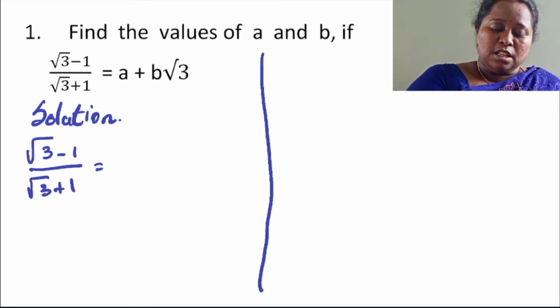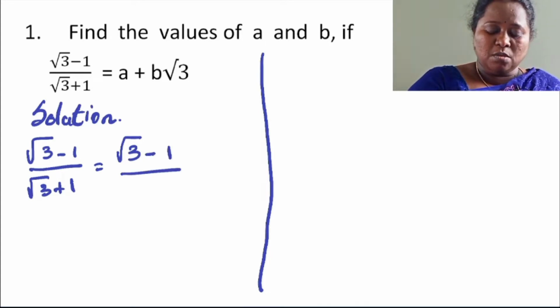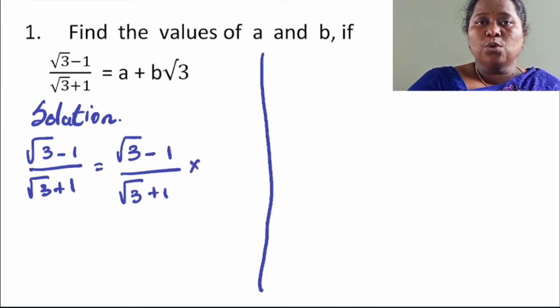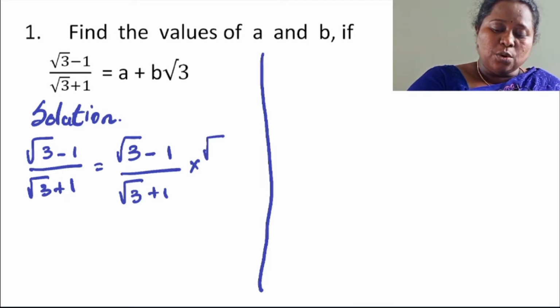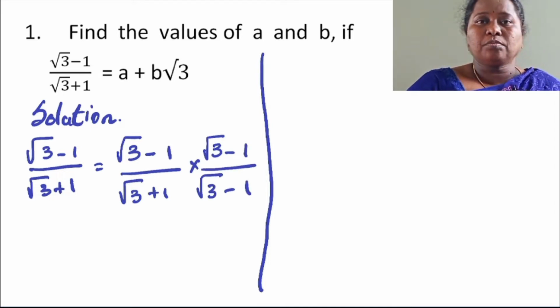See here, in the numerator we have root 3 minus 1. In the denominator we have root 3 plus 1. In that case, in the denominator we have two terms, root 3 plus 1. So what I am going to do? I am going to multiply and divide by the conjugate, root 3 minus 1 divided by root 3 minus 1.